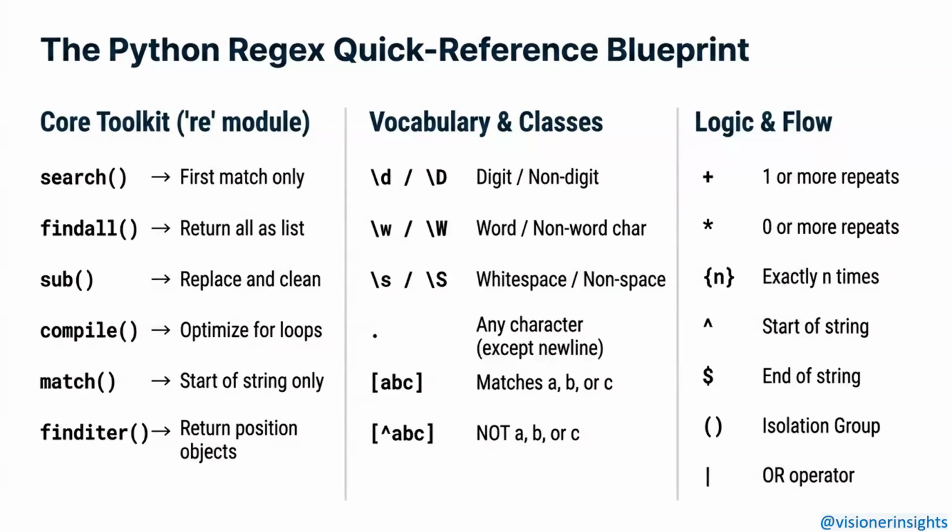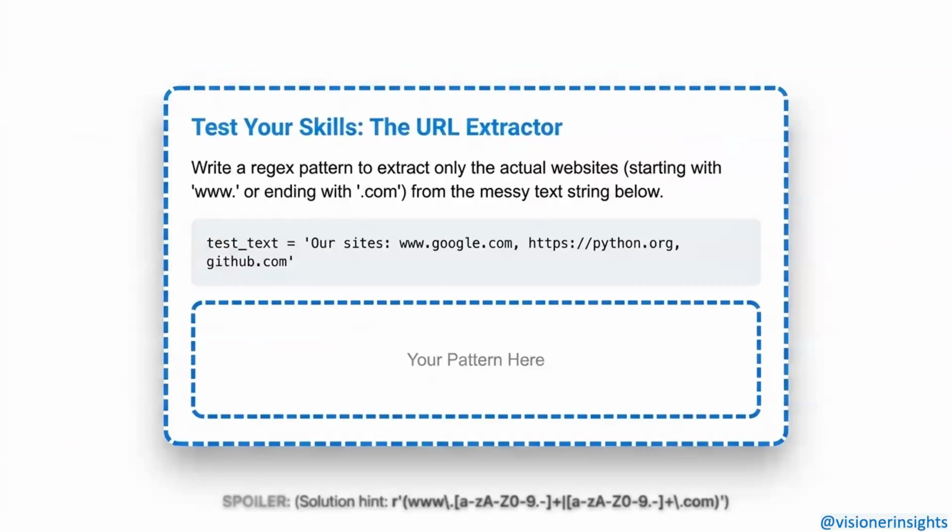And that wraps up our explainer. But I want to leave you with a bit of a challenge. Looking at this messy text string and based on the exact code techniques, character classes, and anchors we just broke down, can you write the precise Python pattern to extract only the valid websites? Give it a shot, test it out, and unlock your new data superpower.